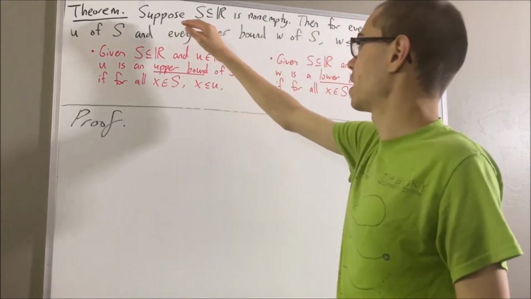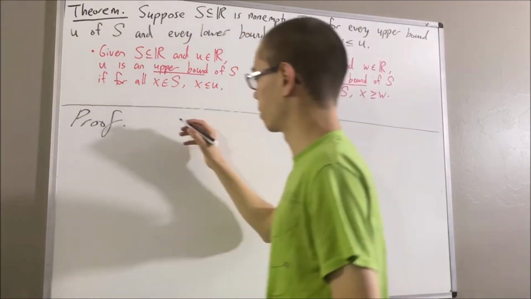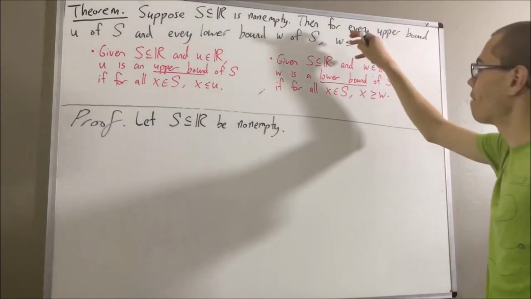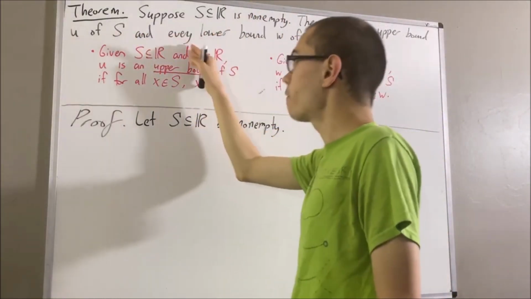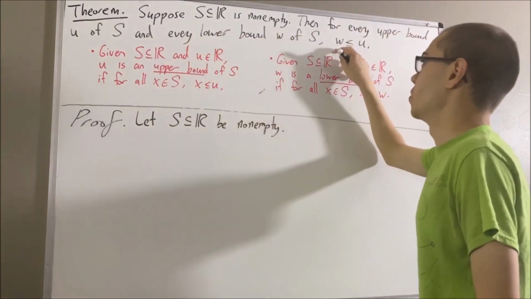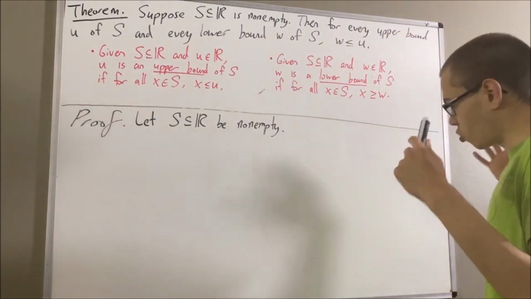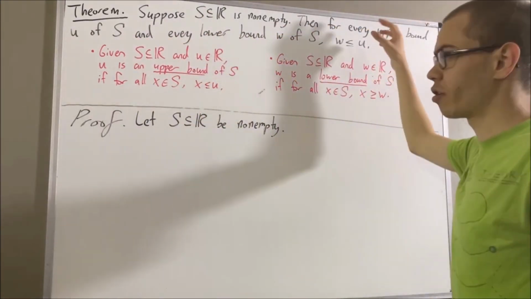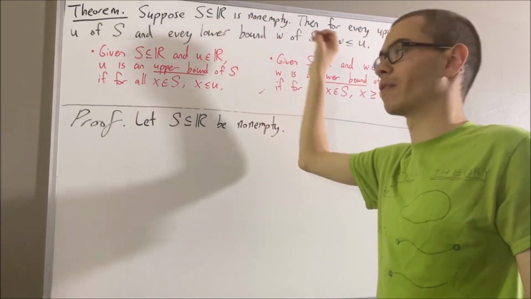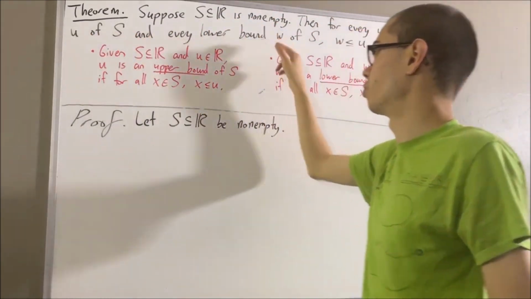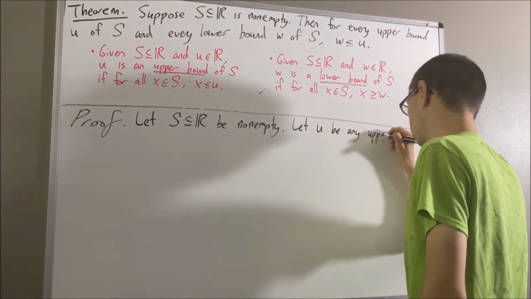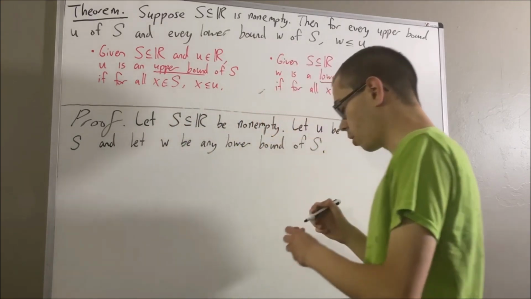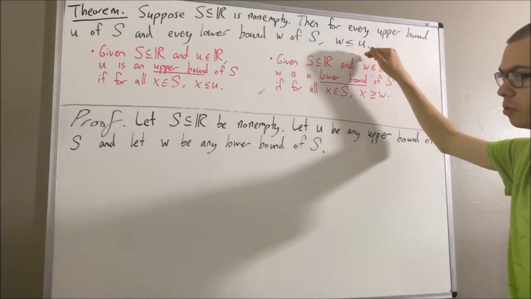To start out, let's suppose that S is a non-empty subset of real numbers. And from here, we want to show that for every upper bound U of S and every lower bound W of S, this is true. So since we're trying to prove the same about every upper bound of S and every lower bound of S, give me an arbitrary upper bound of S and give me an arbitrary lower bound of S. I'll call them U and W respectively. From here, our whole goal is to show that W is less than or equal to U.